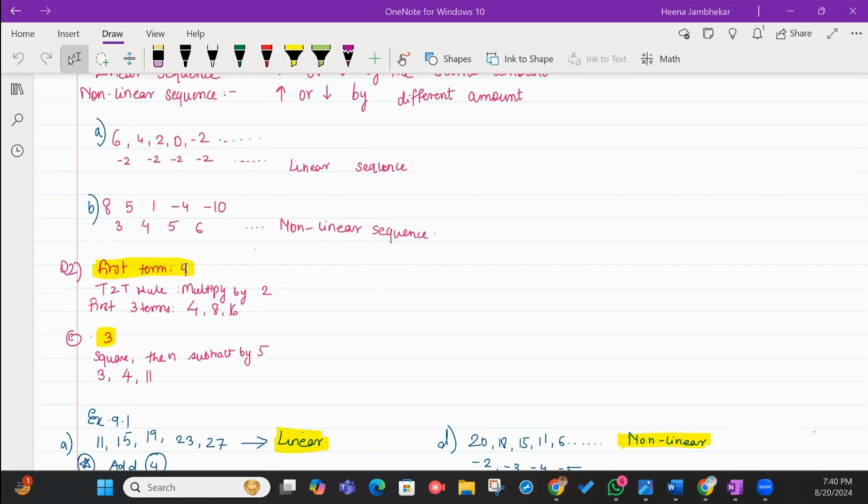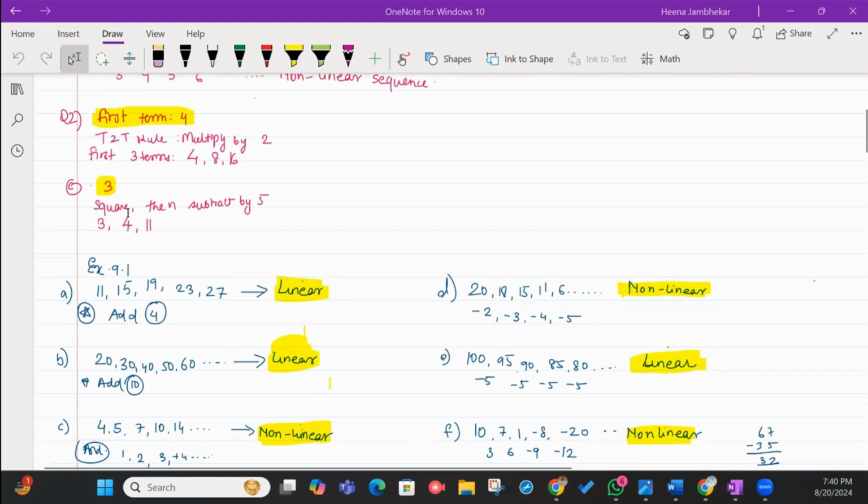The first term is 4. To get the second term, you have to do what? Multiply by 2. That gives me how much? 8. Okay. Now, what's the other term? Then 8 into 2 will give you how much? 16. Understood? Now look at this one.